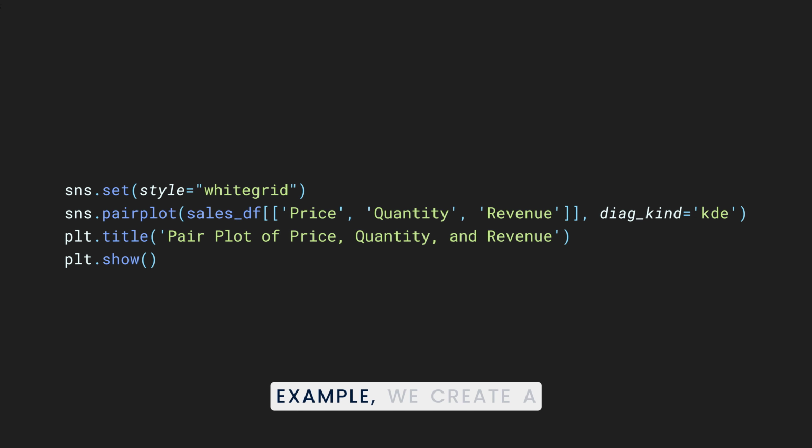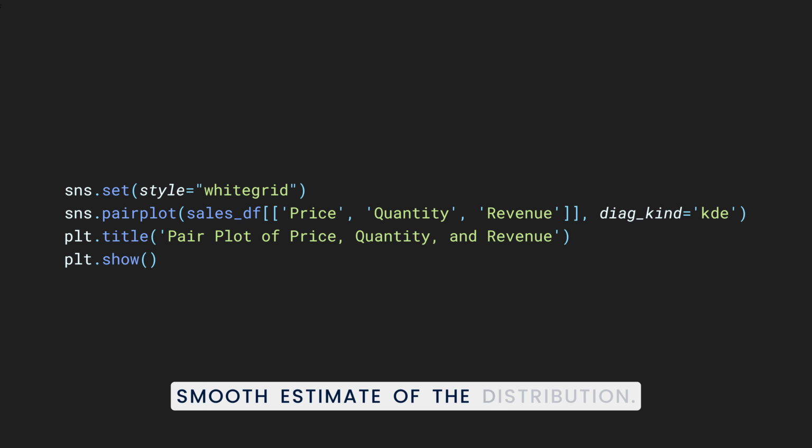In this example, we create a pair plot for the price, quantity, and revenue columns. The diag_kind equals kde option specifies that we want to use kernel density estimation for the diagonal plots, which provides a smooth estimate of the distribution.